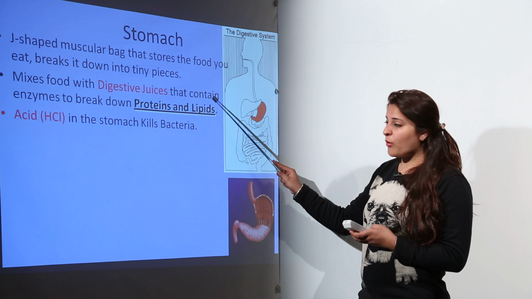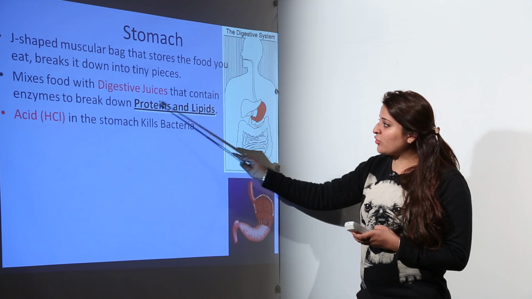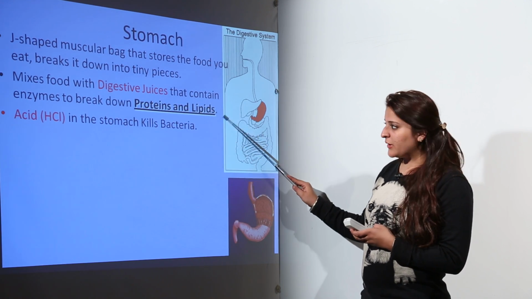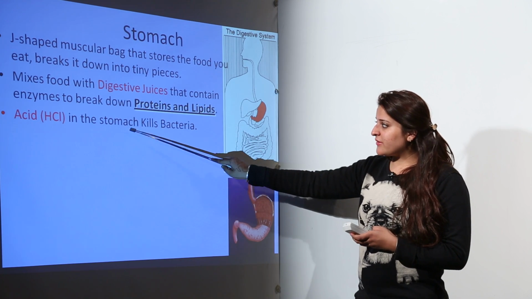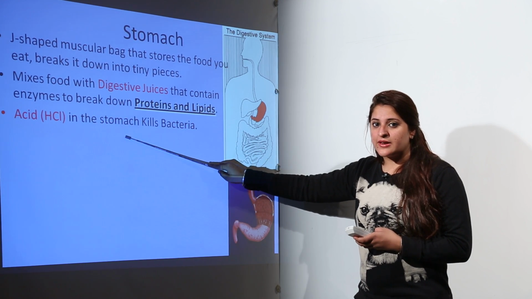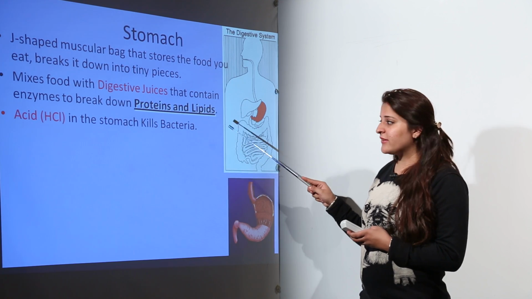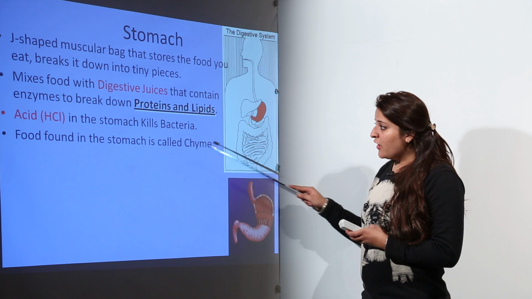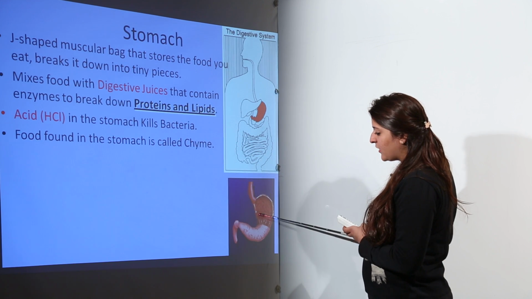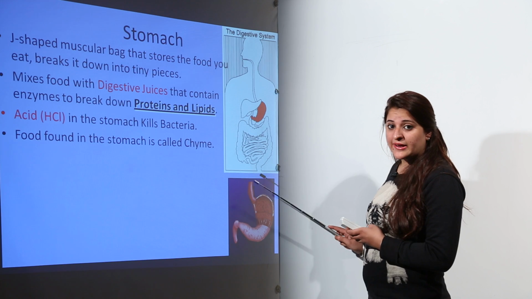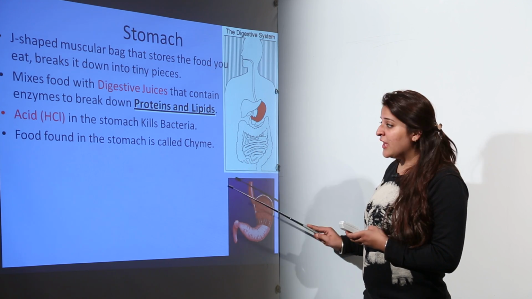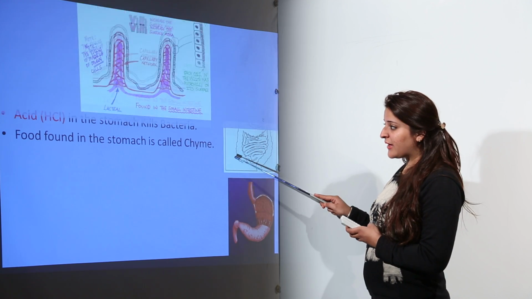Proteins and lipids, which are components of the food, are broken into simpler components. Next, the acid present in the stomach, hydrochloric acid, has a very low pH. This acid is supposed to kill all the microorganisms and basically all the bacteria. Food in the stomach is broken down into small particles by the action of various digestive enzymes, and we call that food in the stomach chyme.